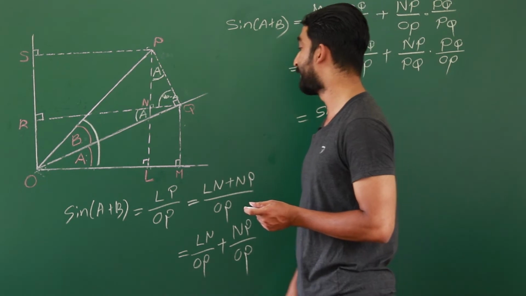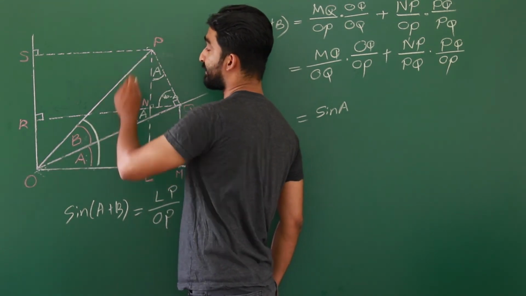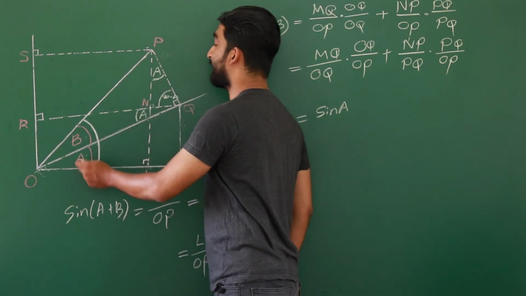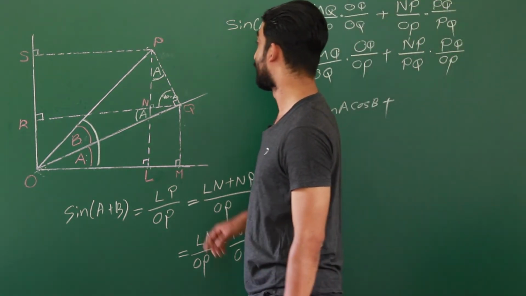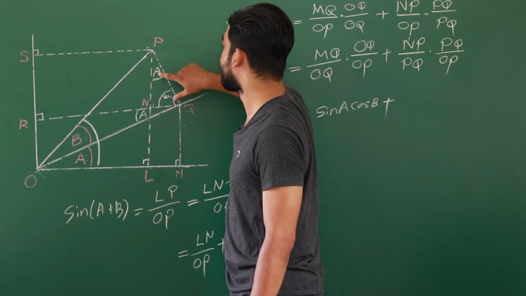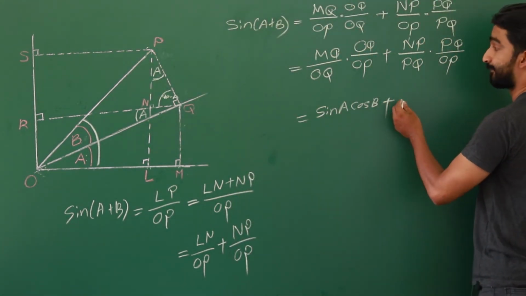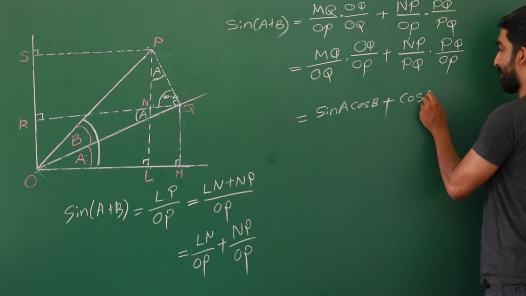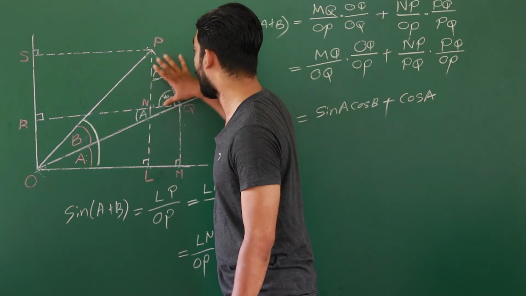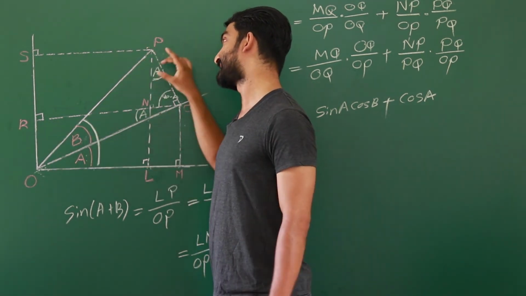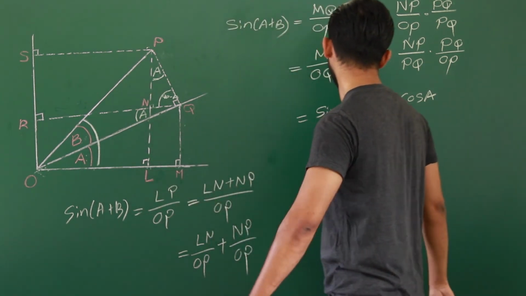Then what is OQ over OP? OQ is the adjacent side of B and OP is the hypotenuse. So OQ over OP is cos B. Now plus NP over PQ. NP is this side and PQ is this side. So it is basically cos A, adjacent side over hypotenuse. And then what is PQ over OP? The opposite side of capital B is PQ and OP is the hypotenuse. So PQ over OP will be sin B.